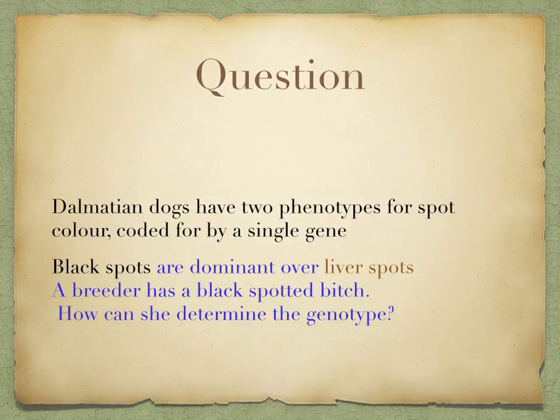Okay, let's look at another question. Dalmatian dogs have got two phenotypes for spot color coded by a single gene. Black spots are dominant over liver spots. A breeder has a black spotted bitch. How can she determine the genotype?